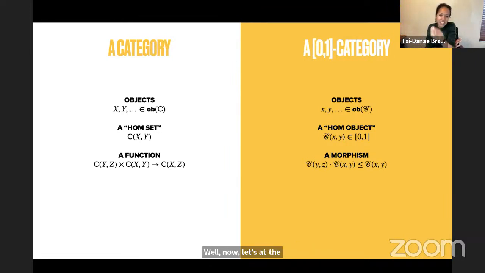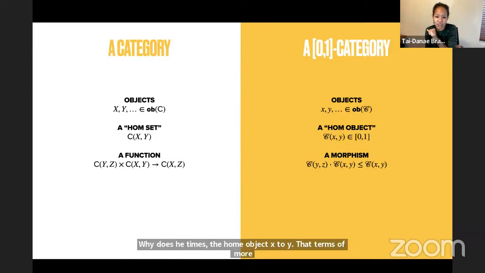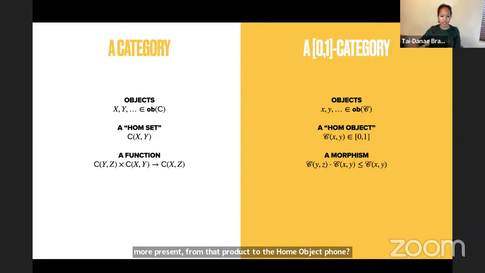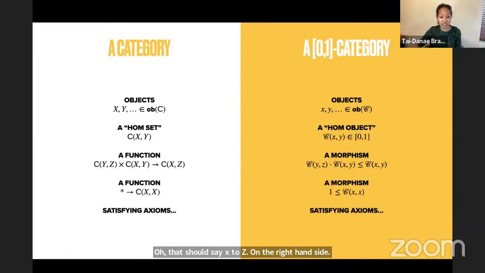We said that's analogous to multiplication of numbers. So that's what you see on the right-hand side. And just like morphisms are now this preorder, what I ask now to have a 0-1 category is that there's a morphism from the hom object y to z times the hom object x to y, a morphism from that product to the hom object from, oh, that should say x to z on the right-hand side. That's a typo. Okay, and then there's more.